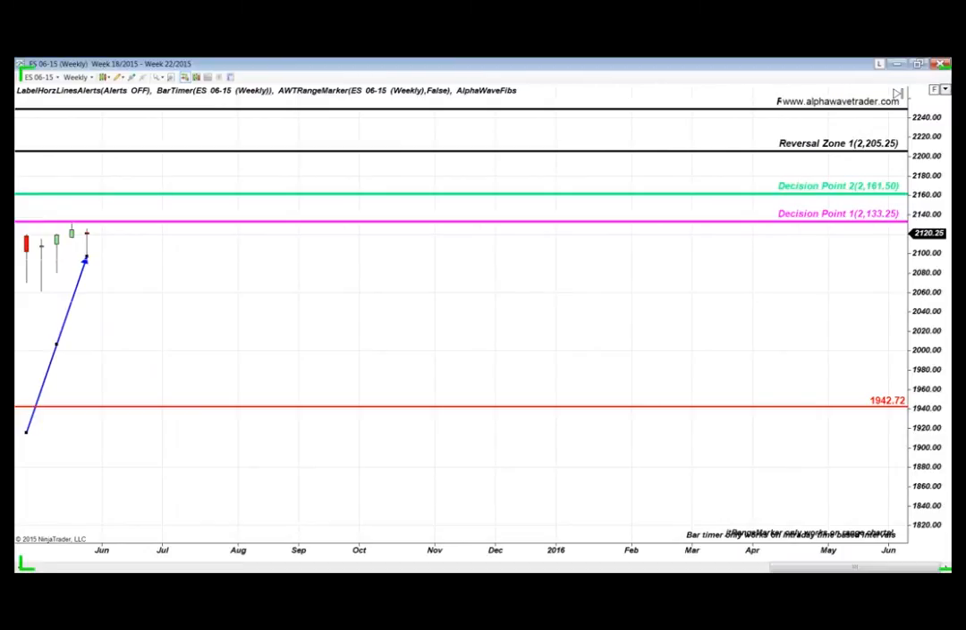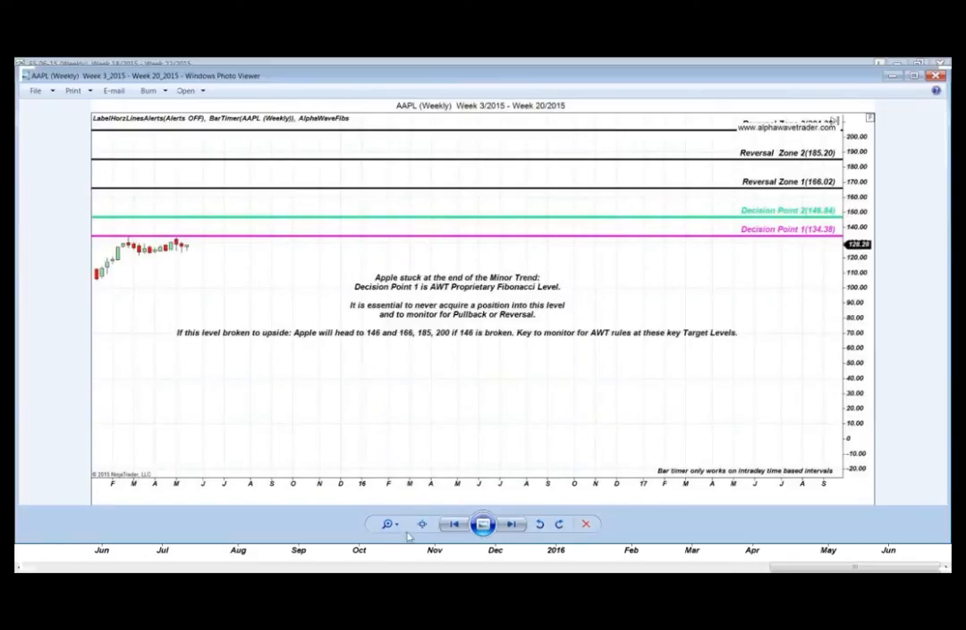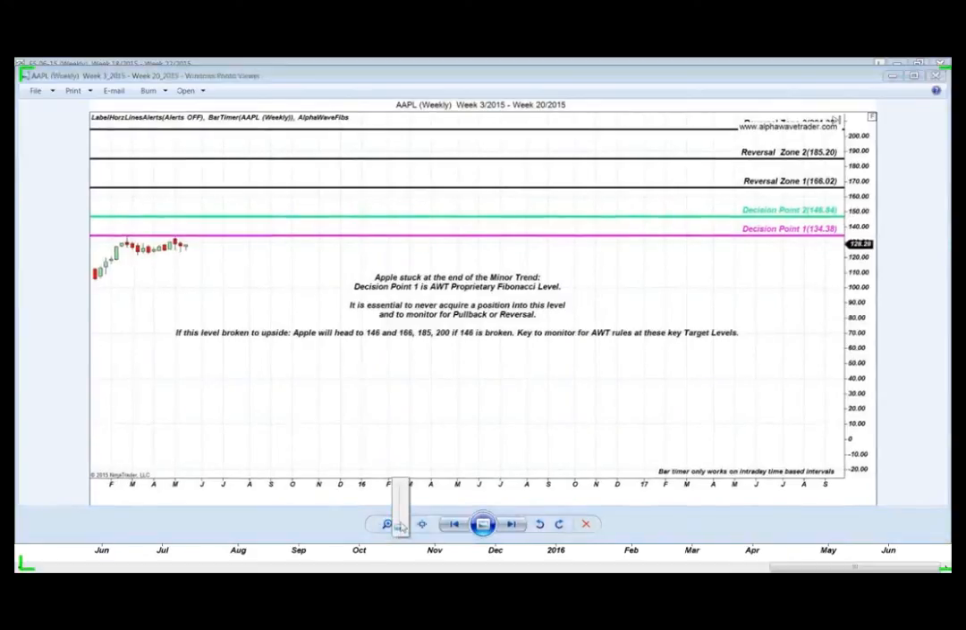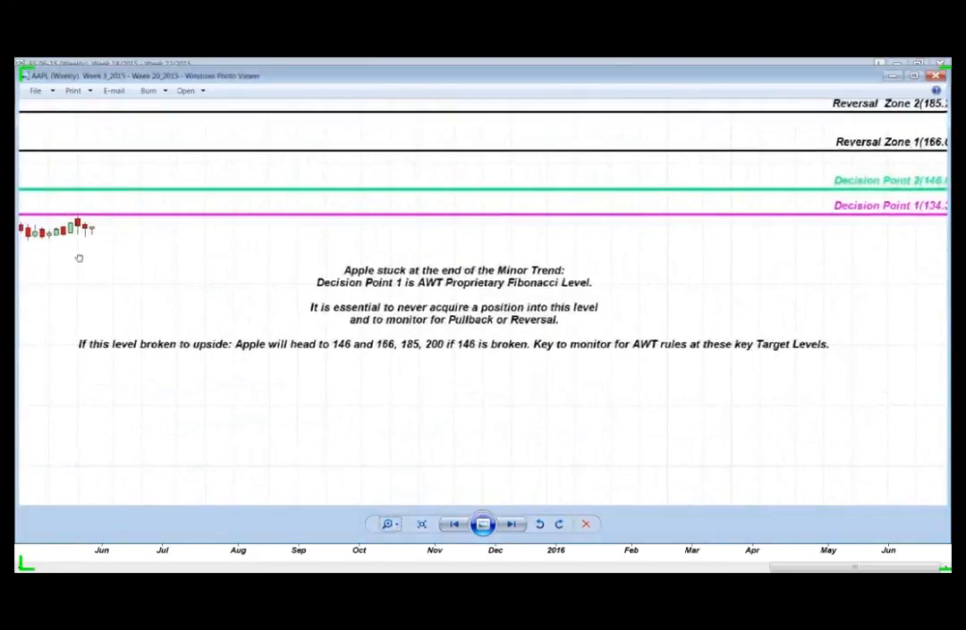And this is exactly the level I posted on social media for the last 2 months about Apple. Do you know where Apple is? Apple sitting at the exact same level. The end of the minor trend. Correct? 3 months.